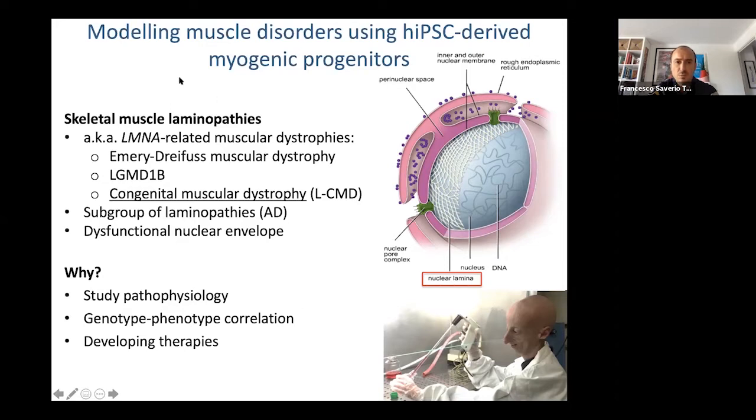So then we wanted to embark into this project to study the pathophysiology of this group of diseases, the skeletal muscle laminopathies, which is still poorly understood, and try to clarify better the genotype-phenotype correlation, which is again quite poor in these diseases, but eventually also to develop therapies.